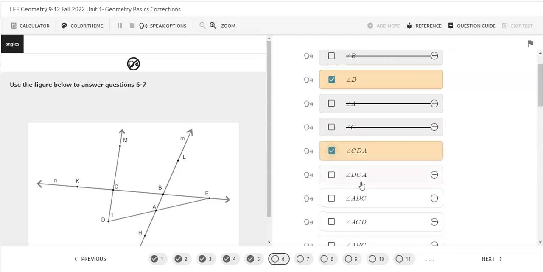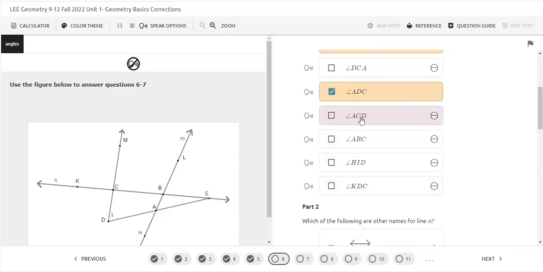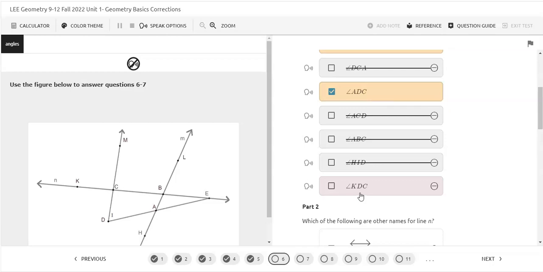CDA, yes, that's good. DCA, those aren't even all connected. We're only going to check ones that have D in the middle. So ADC, because remember the vertex has to be in the middle. So we can assume that DCA was not right. ACD, no. ABC, no. HID, no, because the D is not in the middle. KDC though, let's take a look. KDC. That is also not an answer here. There's no ray connecting points K and D, so we can't use that one either.